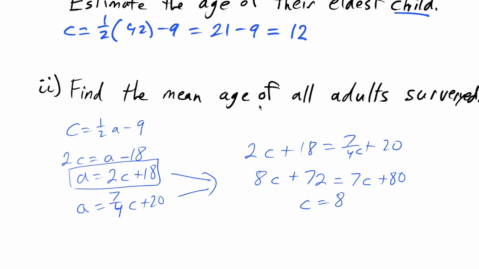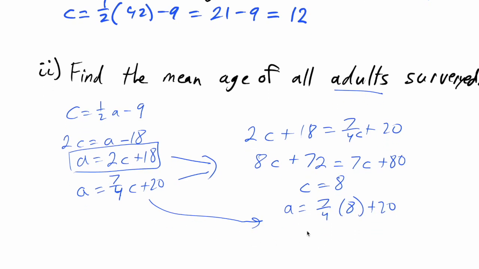Okay, but we want the mean age of the adults. That's the A. So A equals, let's use this equation, 7 over 4 times 8 plus 20, which is 14 plus 20, which equals 34. So it's very important to remember that the x on y and the y on x lines always intersect at the mean point.